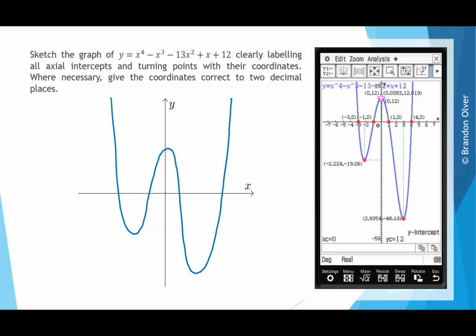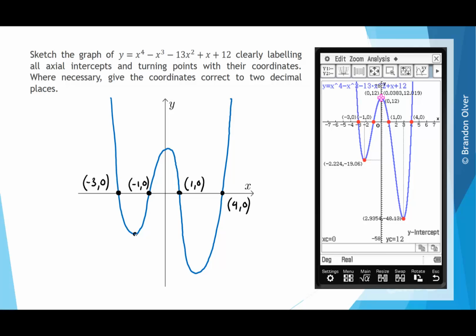Next, we need to label all the key features with their coordinates. So this was an x-intercept at minus 3, 0. This x-intercept was at minus 1, 0. This x-intercept was at 1, 0. And finally, this x-intercept was at 4, 0.